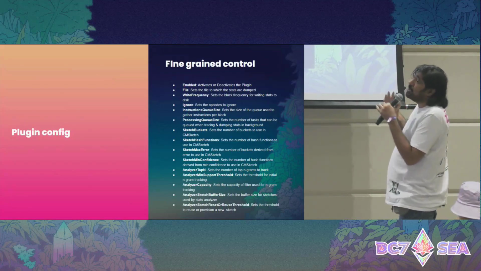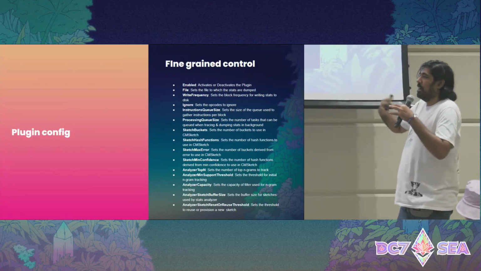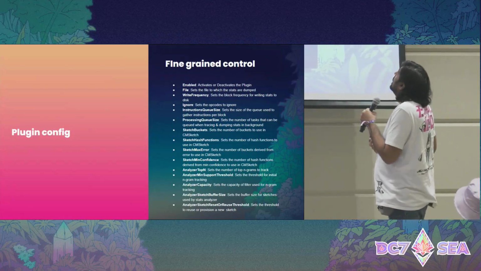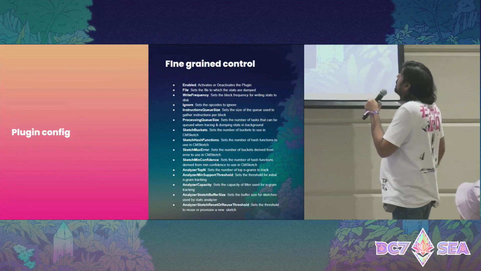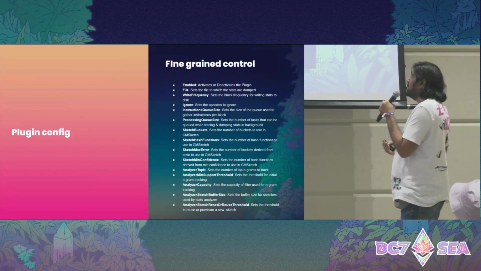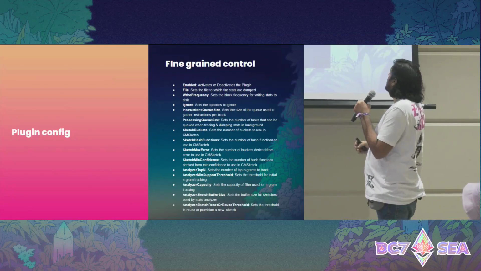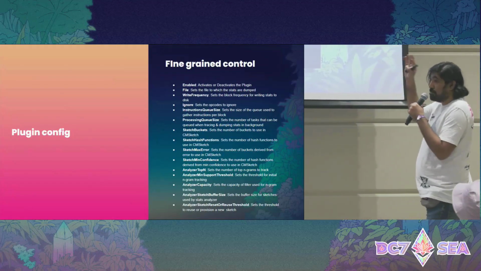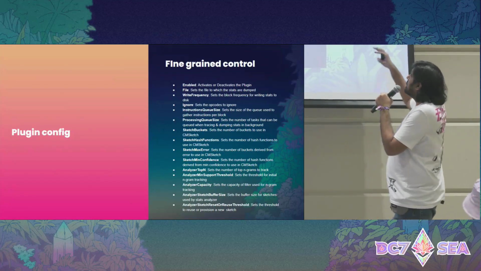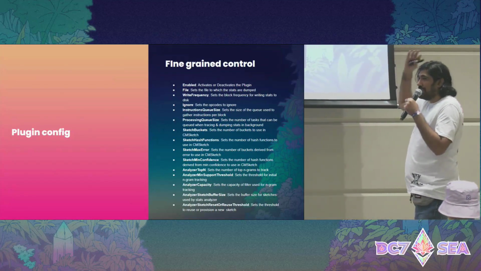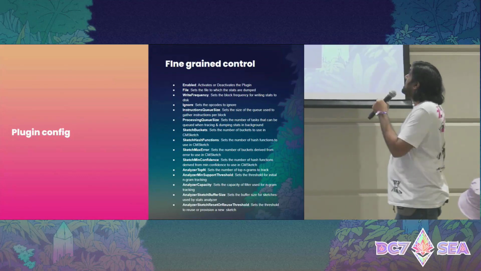You have the processing queue size, how many blocks are stored for processing. You have the number of buckets and the number of hash functions that you can put in the sketch. You can put the max error that you're willing to tolerate on the CM sketch, and the sketch minimum confidence that you want to tolerate. You can set the top n-grams to track, like 10,000 or 100,000. You can also set an analyze min support threshold.